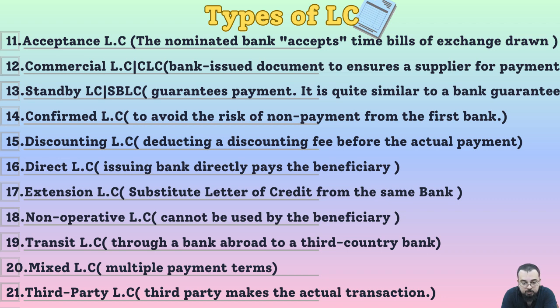Third-party letters of credit. The applicant issues the LC for the beneficiary while the third party makes the actual transaction. Basically, transaction parties and the beneficiary can be different in this type of LC. In the previous video that was about the logistic process, we learned about 3PL, or third-party logistics, and so third-party LC could be useful for this type of logistic process.